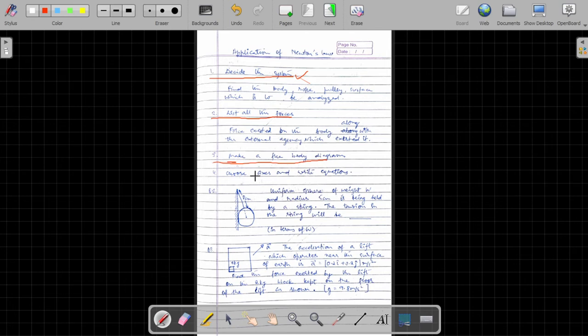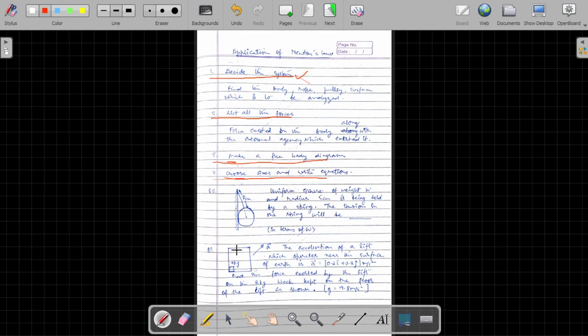So that is what we meant by a free body diagram, by separating the body and drawing it in a new fashion, so as to only study the forces acting on the body rather than studying the forces exerted by the body. And the last point which we are going to do is we are going to choose an axis and write equations. So we'll be learning about this point as we move along.